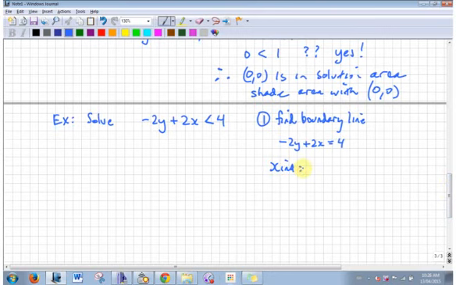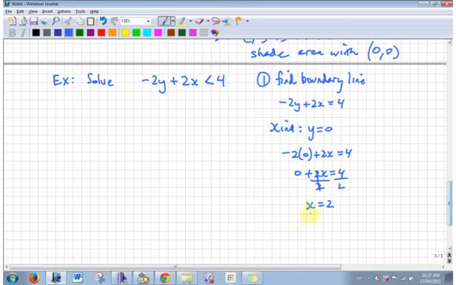So x-intercept, what happens at the x-intercept? Y is 0. Substitute that in there and solve it for the x-intercept. What's negative 2 times 0? 0, and 2x is 4. Divide both sides by 2. That's the x-intercept. What's the coordinate point? X is 2. What's y? It's 0. Yeah, there's 1 point.